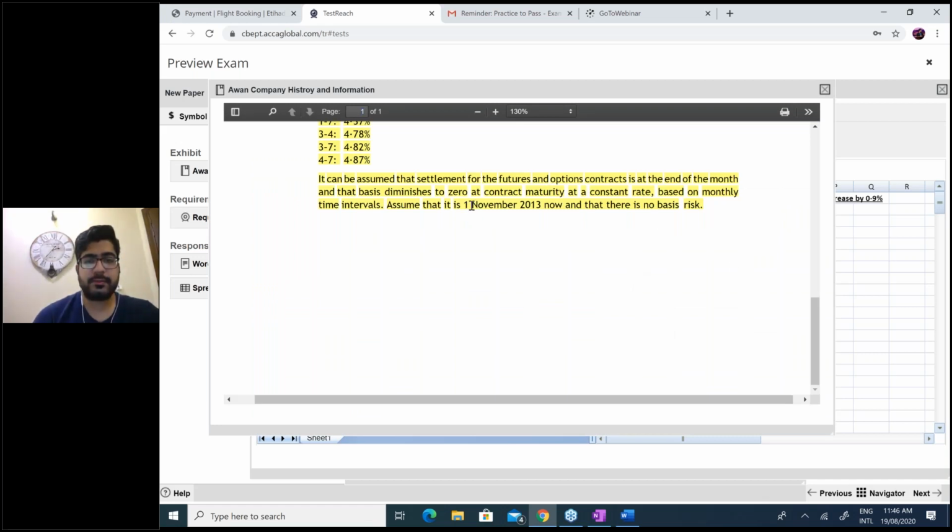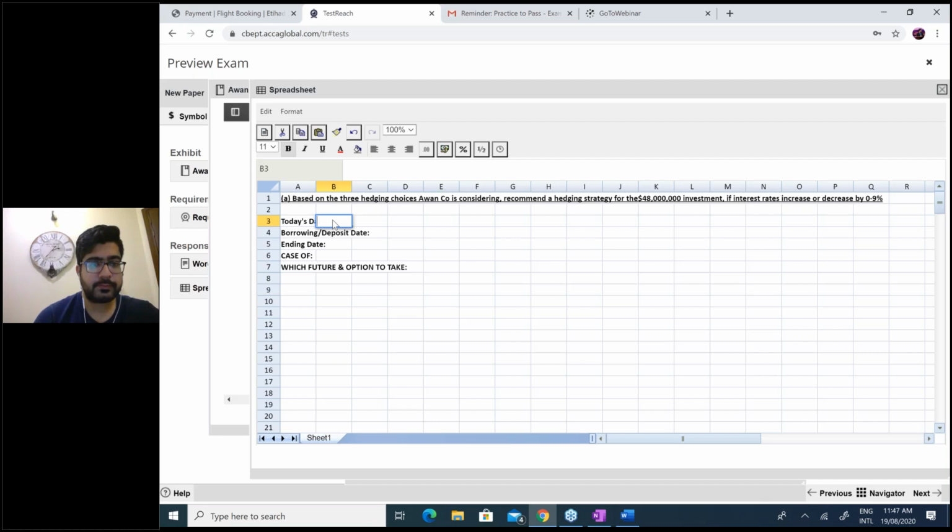So what is today's date? 1st November 13. Assume it is 1st November 2013 now. Today's date, okay, done. Borrowing or deposit date, that is also given in the question.